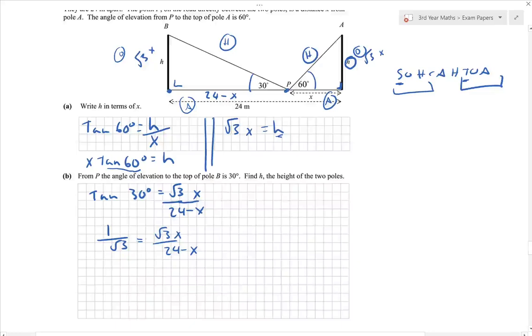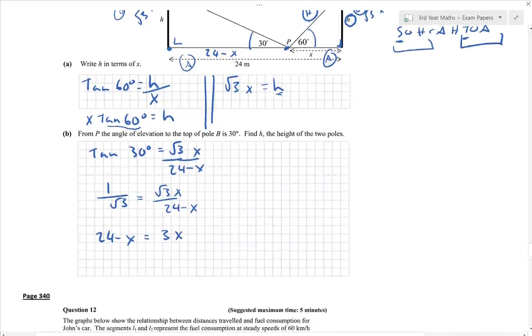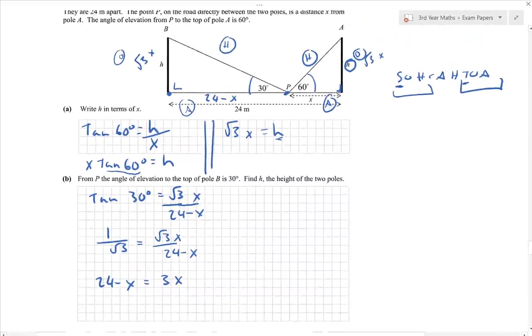Now, when you have an equal sign in between two fractions, you can just cross multiply. So 1 by 24 minus x is 24 minus x. Root 3 by root 3 is root 9, which is 3, x. Now, I want to find out what x is because I want to find the height of the pole, and I know the height in terms of x, but I want to find what x is.